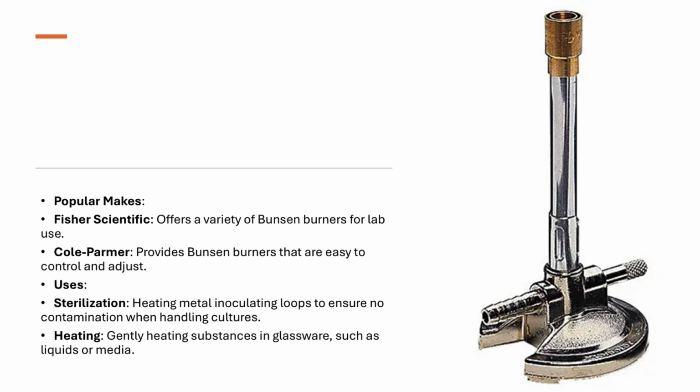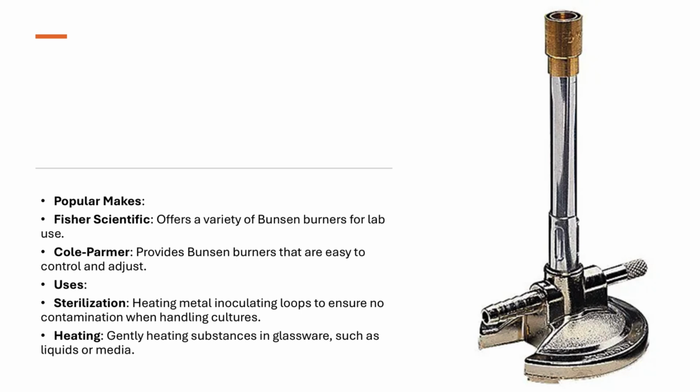Sterilization. One of the main uses is sterilizing metal inoculating loops. When transferring microbial cultures, it's important to ensure that your tools are free of contaminants. A Bunsen burner provides the necessary heat to sterilize tools quickly and efficiently.